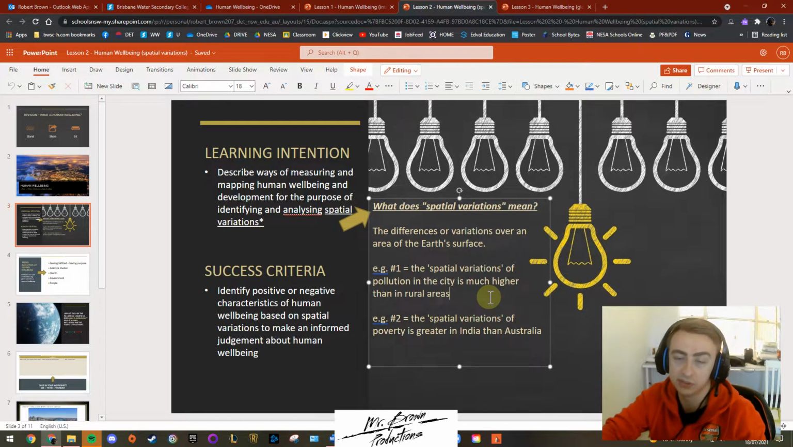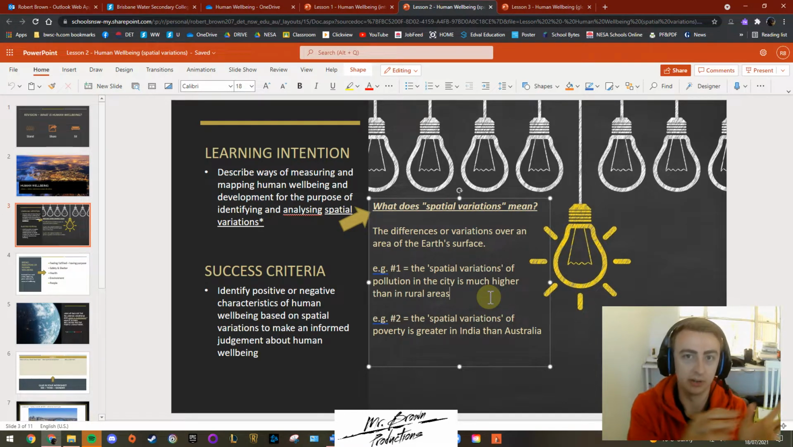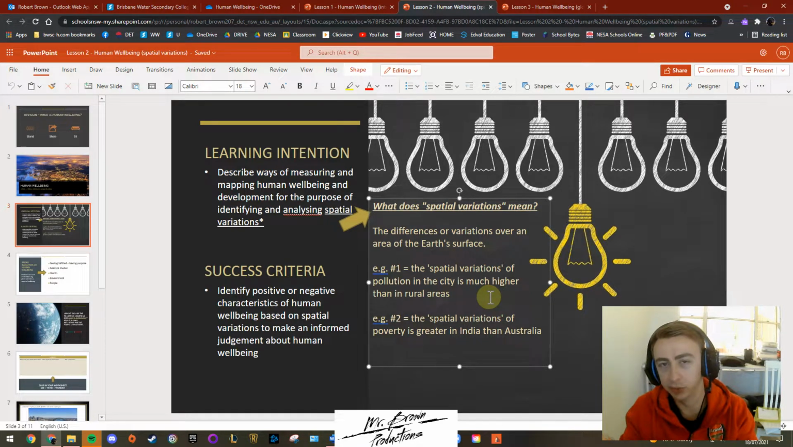Okay, so if I was to ask you the spatial variations between pollution in the city and the rural area, that's what you could say. So you're telling me what the differences are between the locations. So for example, in the city, you might talk about there's more traffic, there's more people, therefore that equals more pollution, whereas in a rural area, there's less people, there's not as many cars around, there's not as many things that are creating pollutants. Okay.